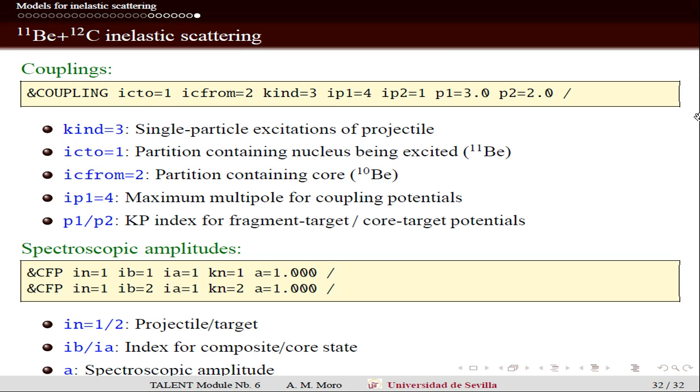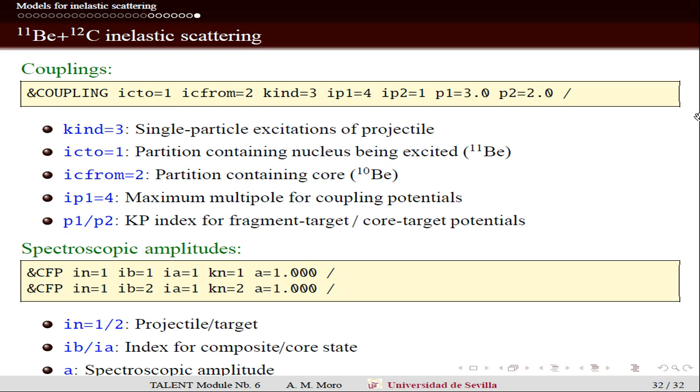So now we have to tell Fresco that we want to couple them with a sort of single particle or cluster excitation. This is done in the next namelist that is called coupling. The coupling namelist specifies the kind of coupling between the different states that have been generated. So kind equal 3, you have a list of, I don't know, like 8 or 9 kinds of couplings. You can do many different things.